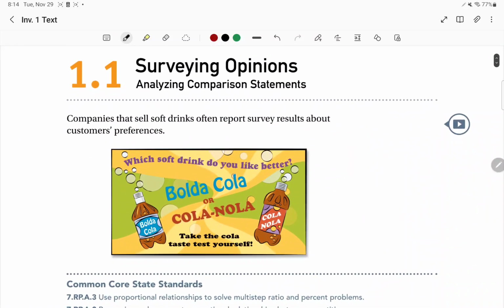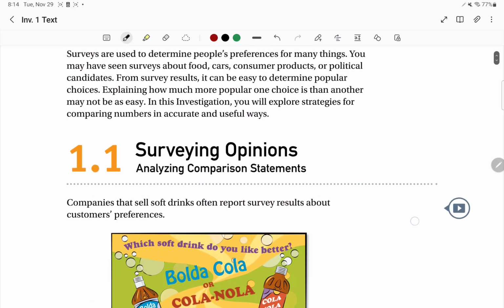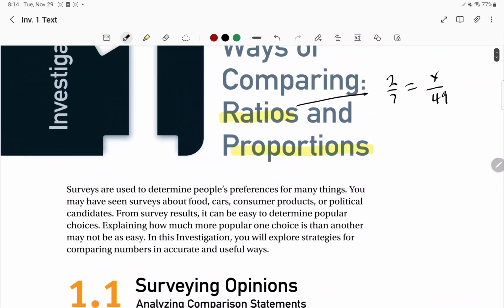So in 1.1, our overarching story is going to be on surveying options, analyzing comparison statements. Now remember, everything that we do in mathematics from K through 12 is all about a story, right? From beginning to end. We've already talked about ratios. We've already talked about proportions, and we're going to continue to build on those. If you're looking for a metaphor, it's like the next chapter, or the continuation of that same story. Like this is the 8th book of a 12-part series, and these are the same characters.